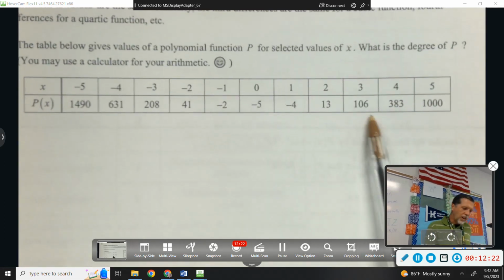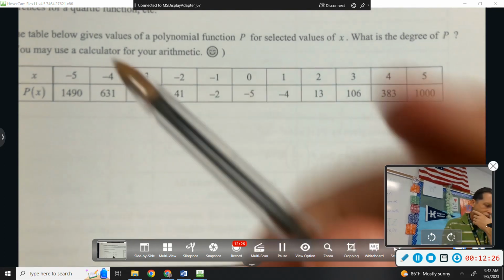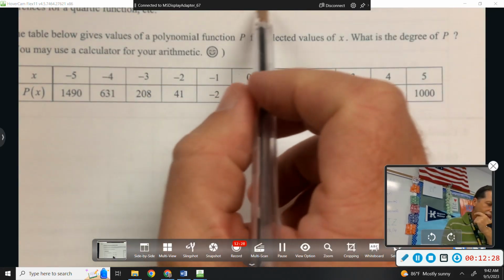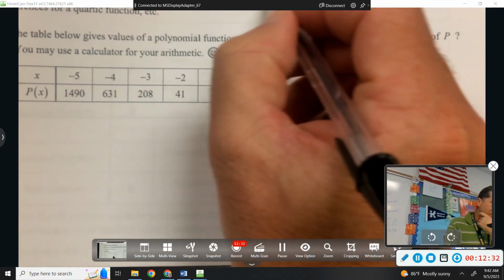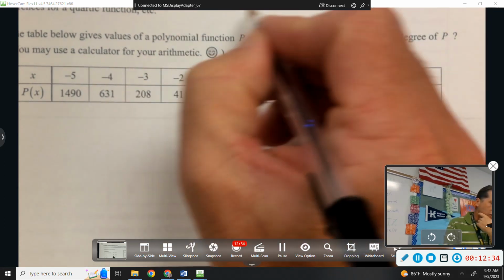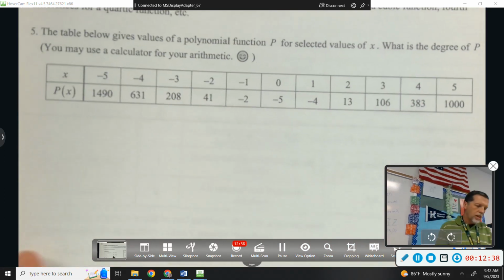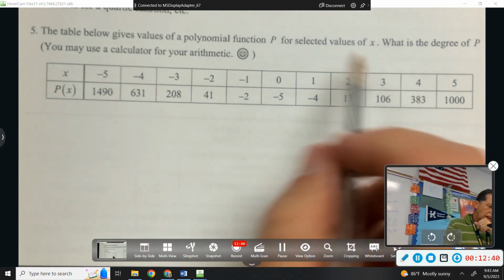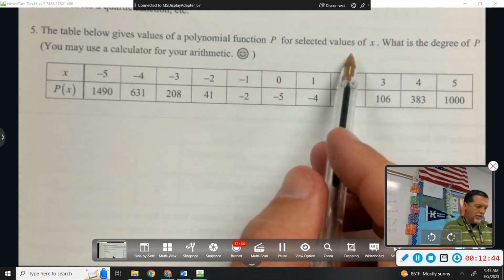Okay, this looks like a common difference type problem set up here. Alright, so the reminder is, for a quadratic, second differences are the same. For a cubic, third differences are the same, and so on. The table below, find the degree of this thing.